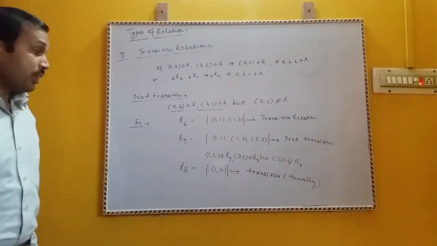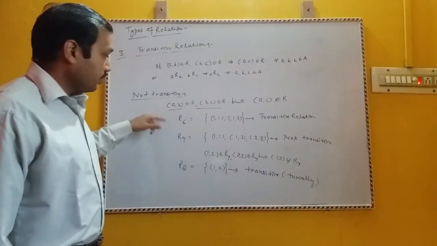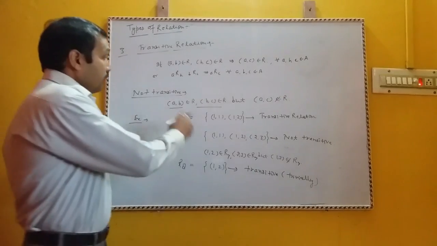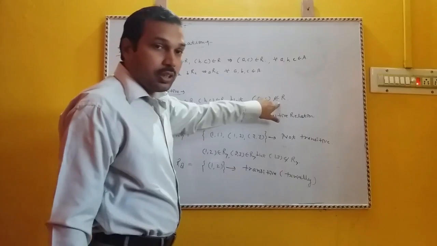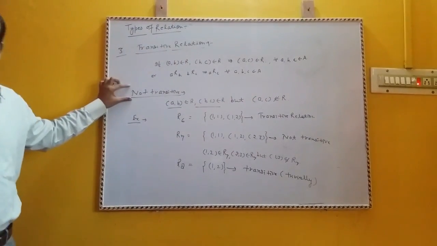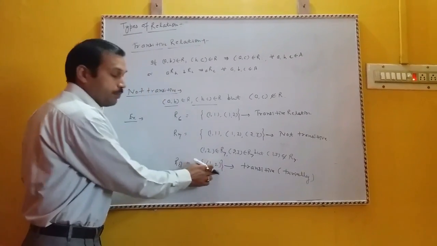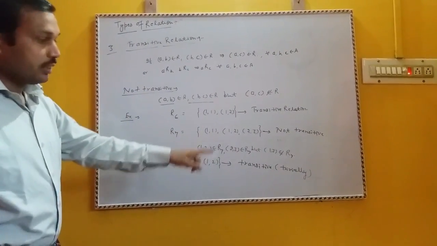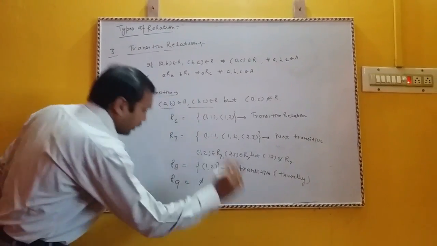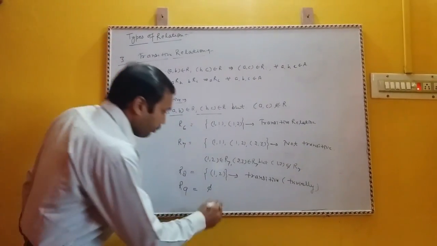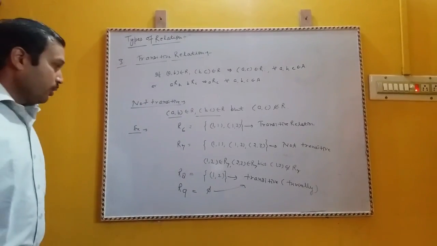If we are unable to find the pair B, C, then we cannot say it is not transitive. We must have (A, B), (B, C), but (A, C) does not belong to R to say not transitive. Here you can see there is only one ordered pair, so it is transitive relation trivially. And consider another, that is phi, the empty relation. It is also trivially a transitive relation.